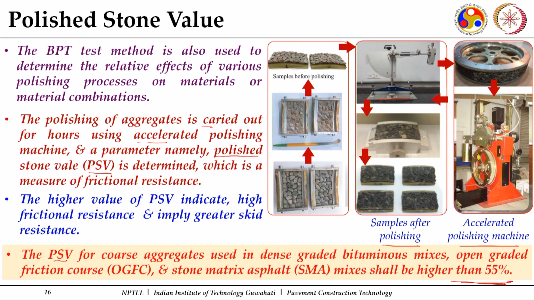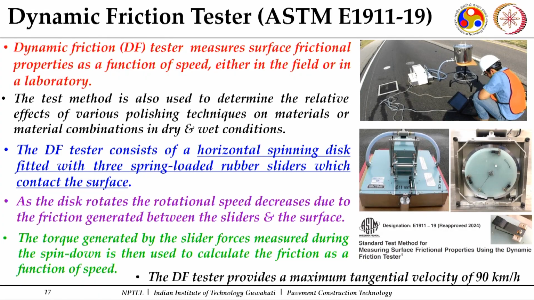So, the British pendulum can be used for measuring the frictional characteristics of specimens in the laboratory and of actual surfaces in the field, with different slider arrangements. Now, this is another test setup, used to get frictional measurements with variation in speed. The dynamic friction tester measures surface frictional properties as a function of speed, and it can be done on laboratory prepared specimens, or preferably in the field. This test can be conducted in the presence of water and in the absence of water.